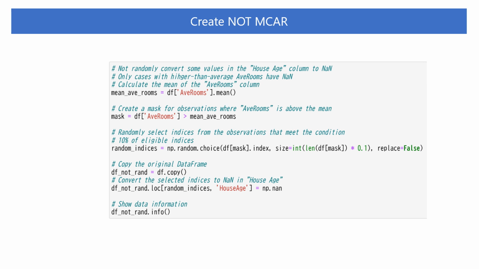Next, let's create non-random missing data. Let's select 10% of the rows where the variable room is greater than the average and transform house age in those rows into missing data. We save this in a data frame called df_not_rand. In this dataset, the missing data for house age only occurs in observations where room is greater than the average. Therefore, the missing data for house age is not MCAR.